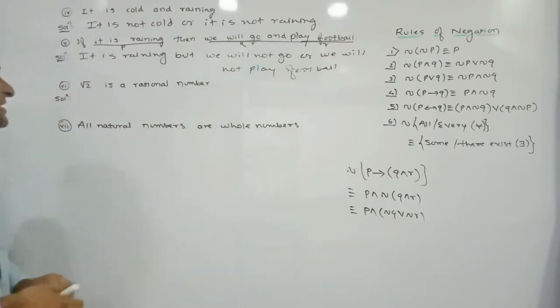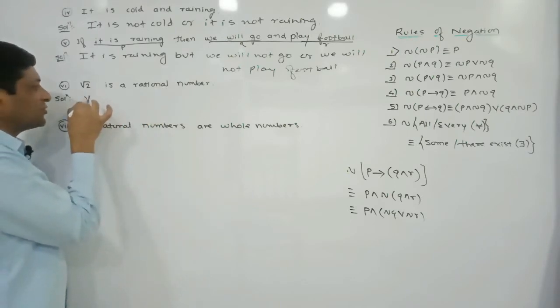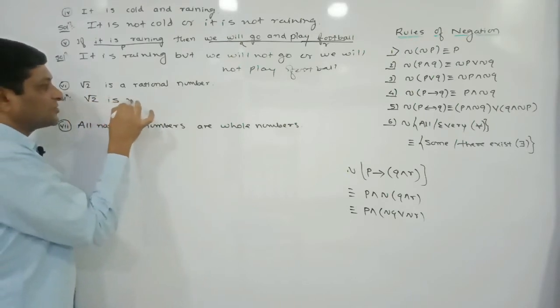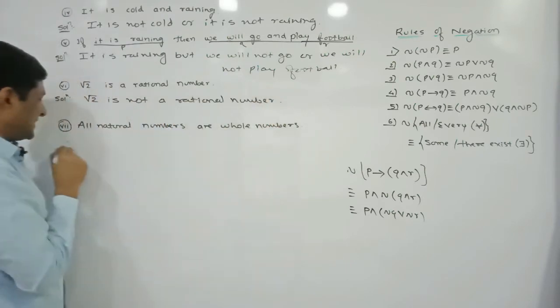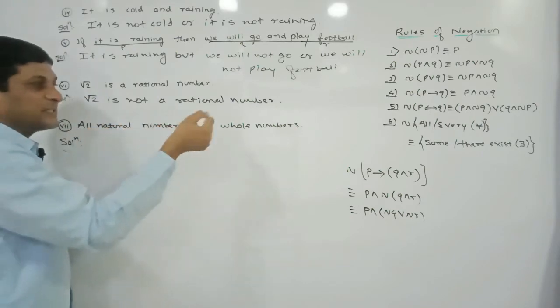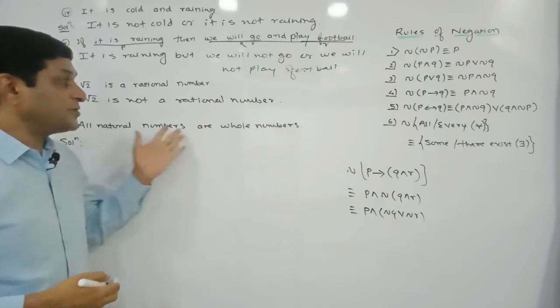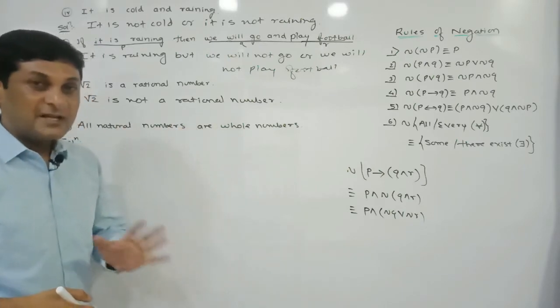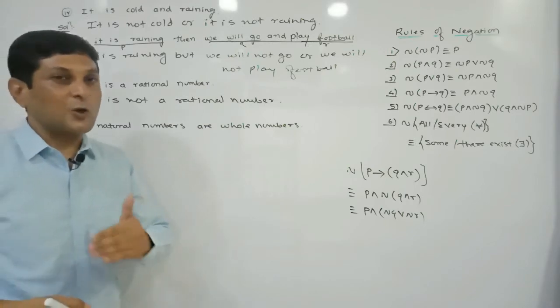Now see the next example. Root 2 is a rational number, so its negation is root 2 is not a rational number. Now observe it very carefully. All natural numbers are whole numbers. Generally, while finding negation, what are we doing? All natural numbers are not whole numbers. In this way, the statement becomes wrong, meaning it is not logically right.